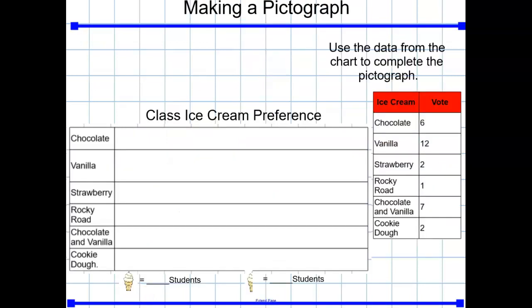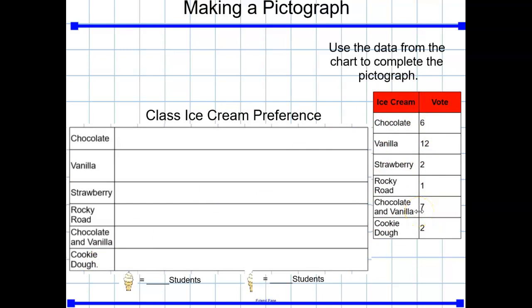Okay, let's do this one. Ooh, this one looks fun. So for this picture graph, we are plotting the class ice cream preference. So my whole thing is going to be about the type of ice cream that students in our class prefer. So the categories of ice cream are chocolate, vanilla, strawberry, Rocky Road, chocolate and vanilla, or cookie dough. So here are the types of ice cream, and here are the votes, the number of students who voted for each type.